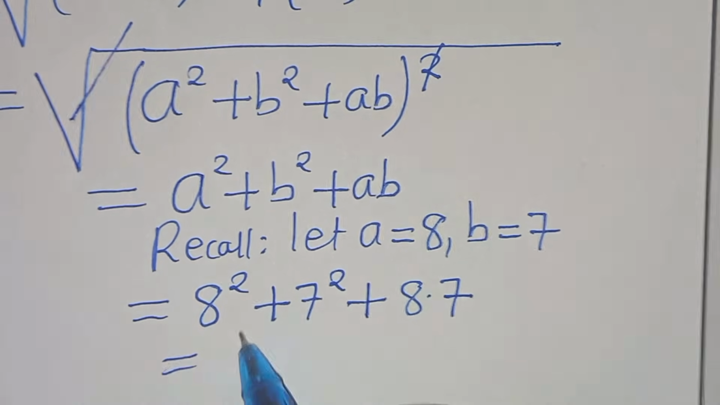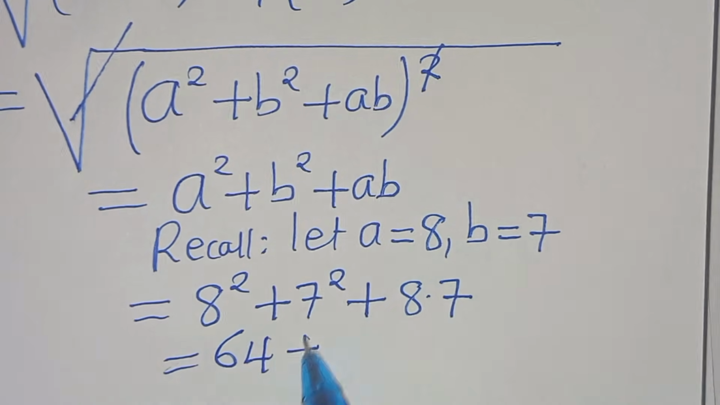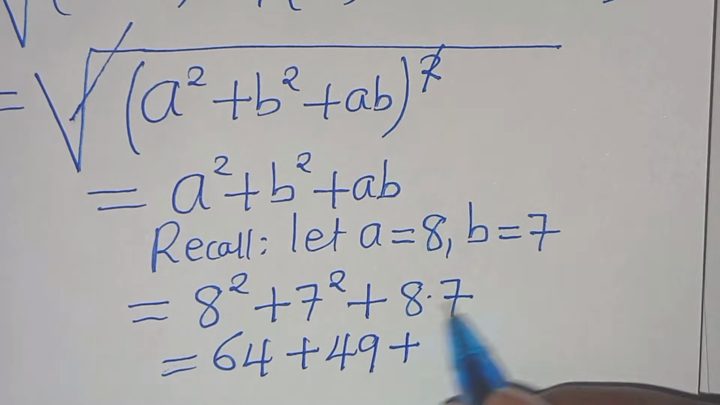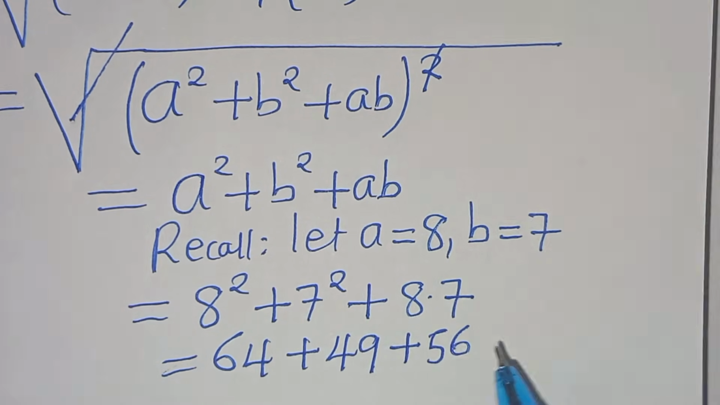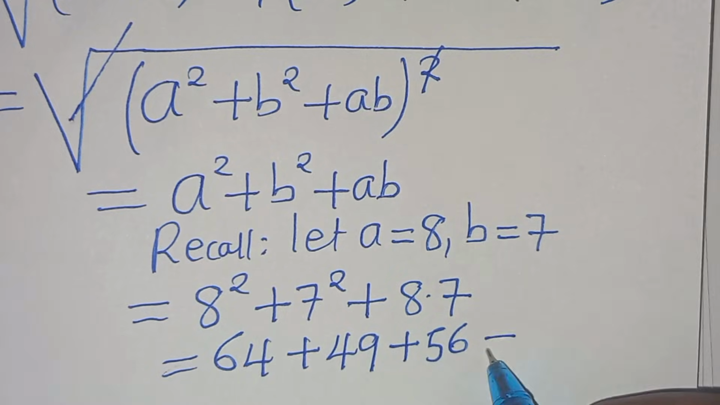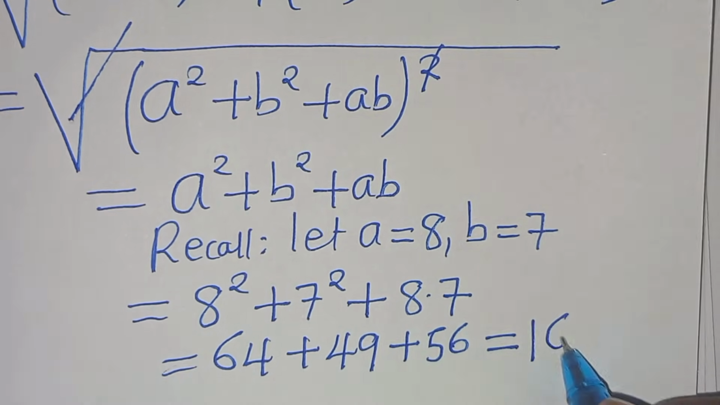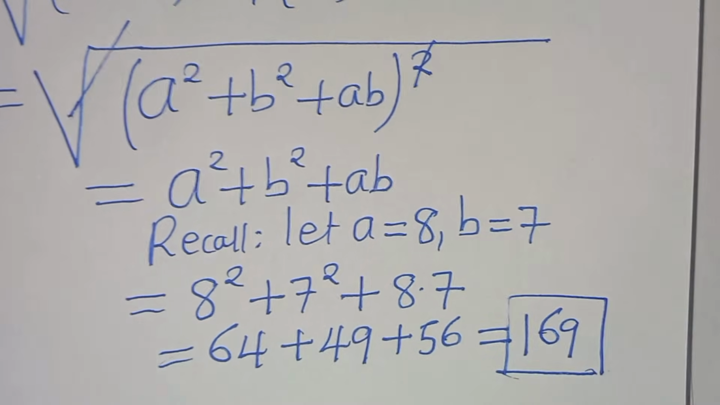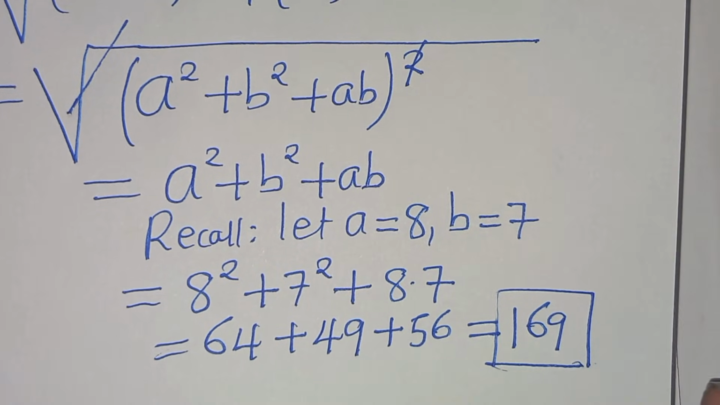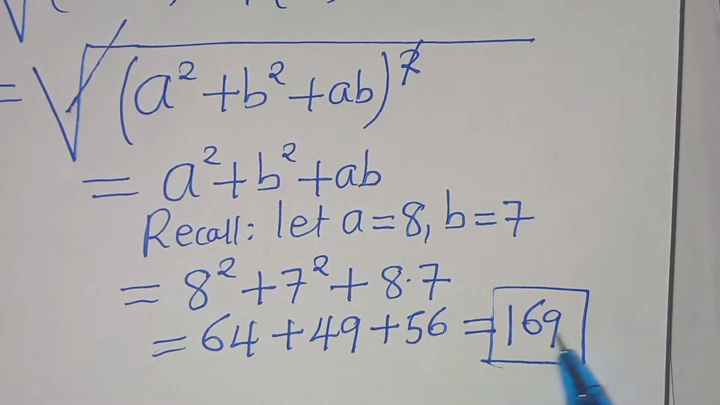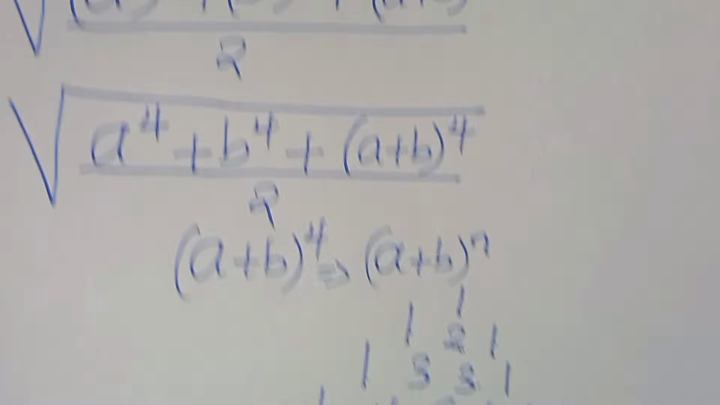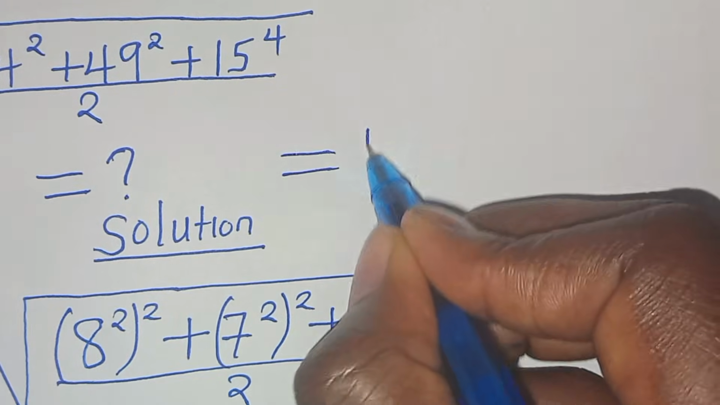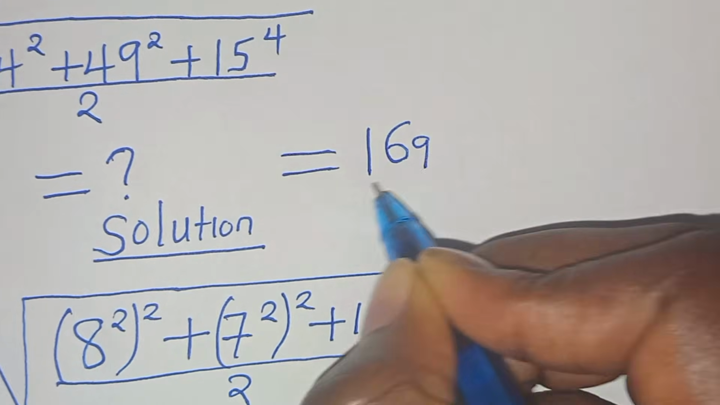8 squared is equal to 64, plus 7 squared, which is 49, then plus 8 times 7, this is equal to 56, and this is actually equal to 169. And this is the solution to this square root math problem. So the solution to this square root problem is 169.